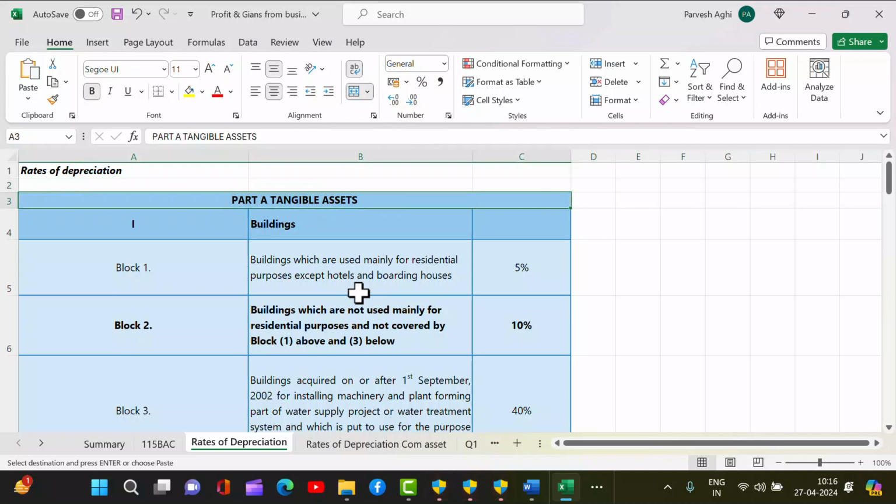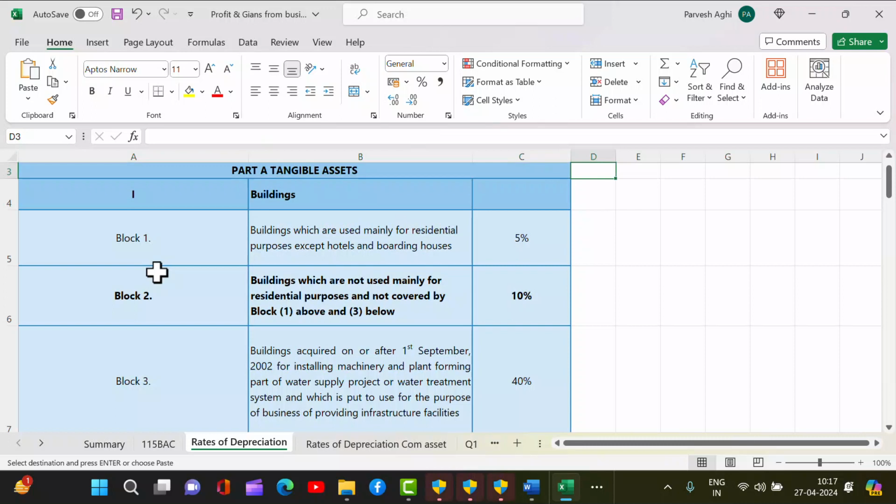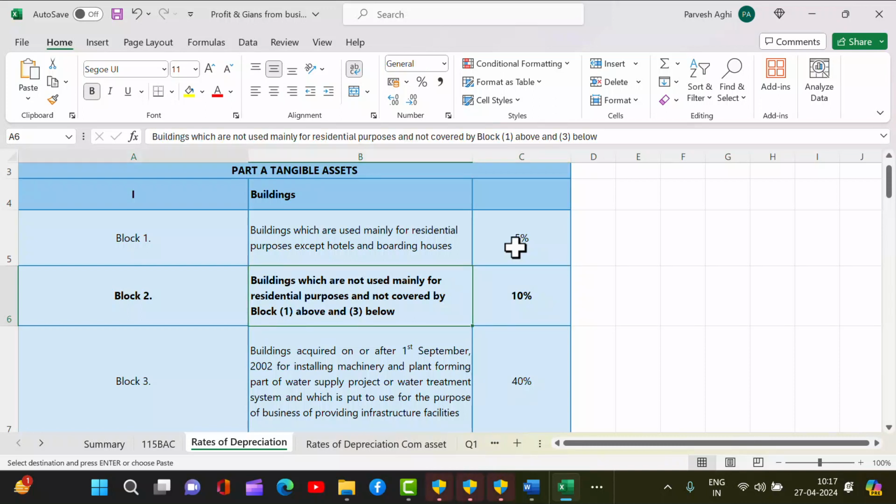Part A, which is the tangible assets, and then there are blocks. There are about 3 blocks for buildings. Building can be a residential building owned by a company where the people are staying. For example, I have stayed in my life in a company house somewhere very near Nagpur. We had about 500 houses there, made by the company for residential purposes. There the depreciation rate is 5%. But the normal rate of depreciation for building is 10%. This is mainly used not for residential purposes, and this is block 2.